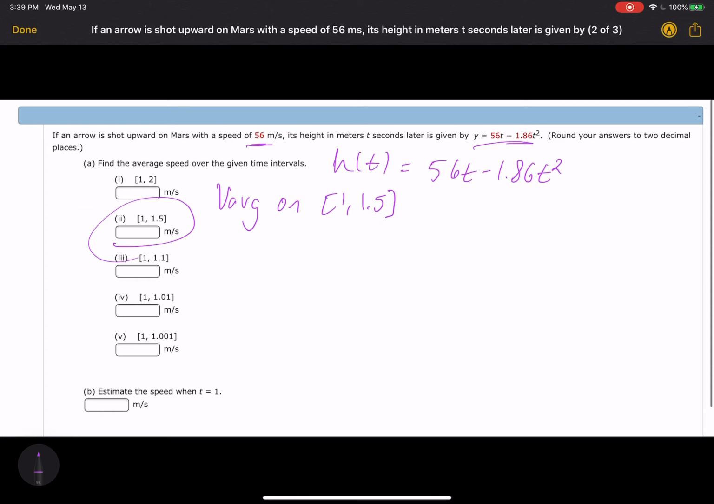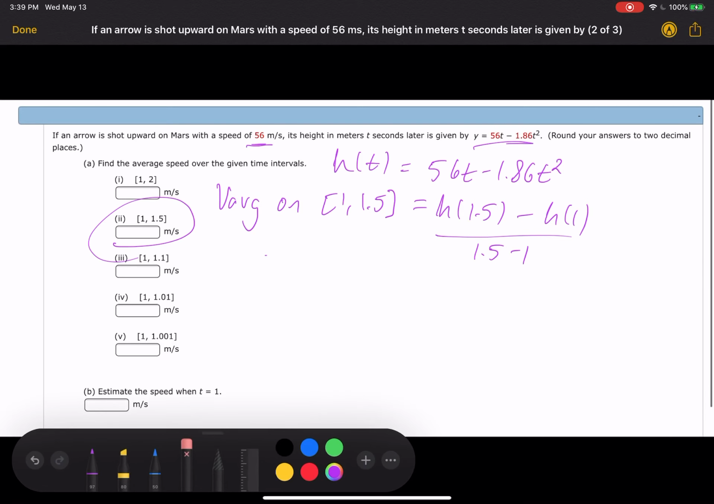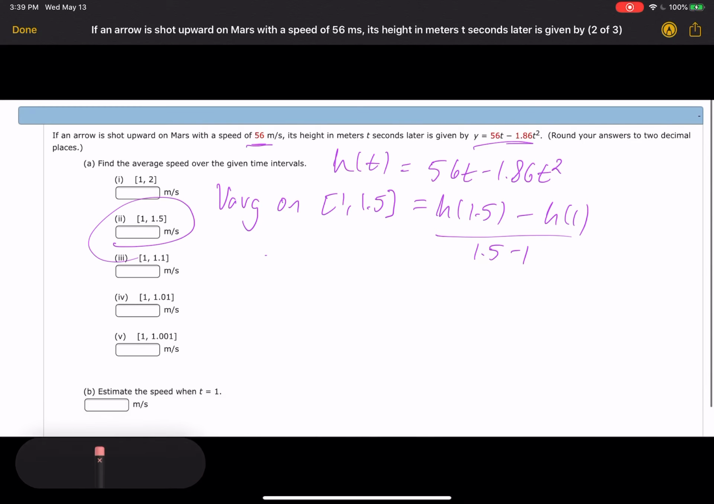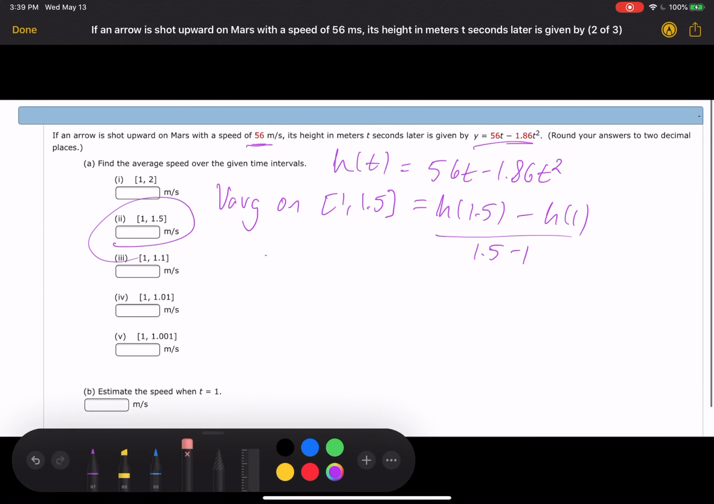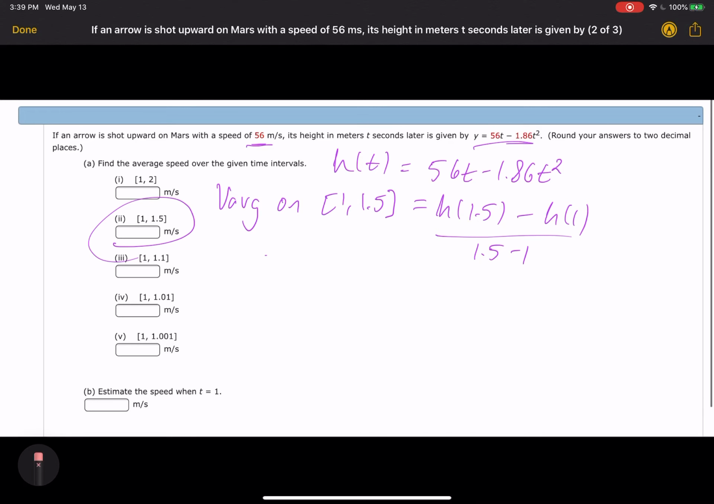So in this case, this is going to be equal to h of 1.5 minus h of 1 over 1.5 minus 1. And all I'm doing now is just plugging into the formula. So h of 1.5 means we just plug 1.5 into the function. Let me actually change it to a nicer color. All right, okay.